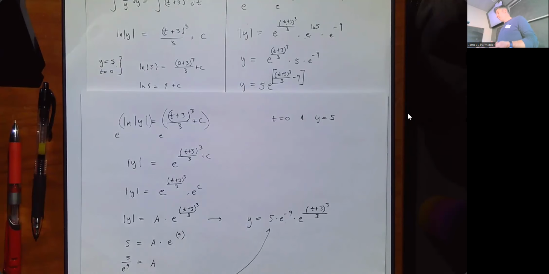Talk more about this on Wednesday. We'll talk more about separable equations. We'll also talk about the other kind, which are, I think, called first order linear differential equations. They might also be referred to as non-homogeneous differential equations.